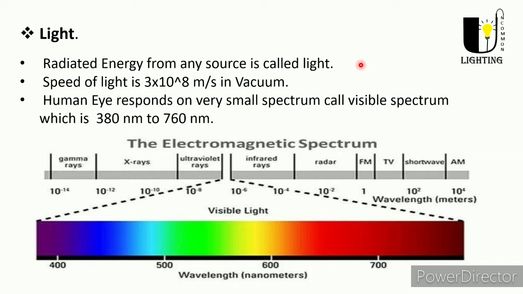From this spectrum, we are able to see light. Below this spectrum, it will be ultraviolet, X-ray, gamma, and above this, it will be infrared, radar, FM. So different frequencies are there. So in order to emit light, the wavelength should vary between 380 nanometers to 760 nanometers.